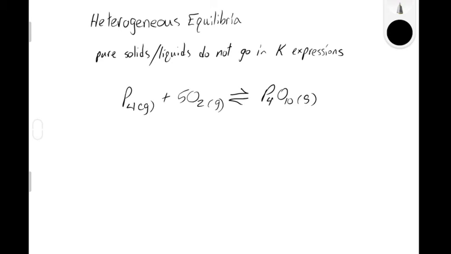In this example, we can ignore the P4O10 because it's a solid. It should show up in our equilibrium expression as a 1.